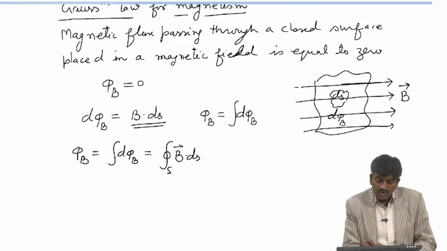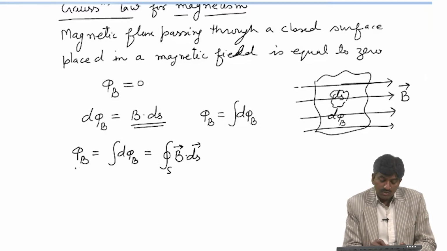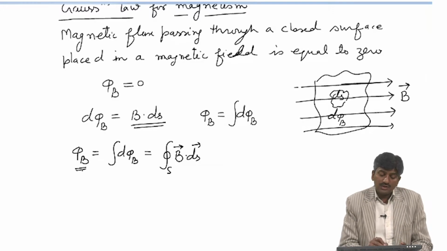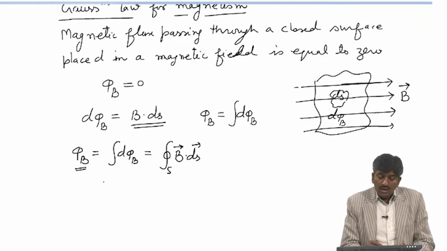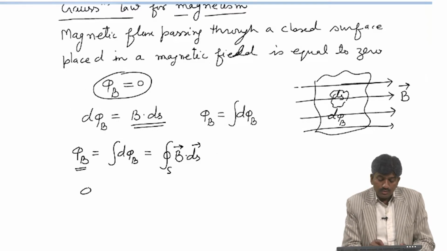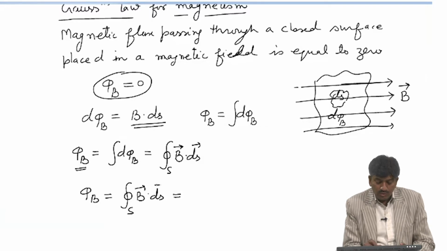Surface integration of this magnetic field is equal to the magnetic flux, and as per Gauss law of magnetism, this phi B should be equal to 0, or we can say the surface integration of magnetic field should be equal to 0.